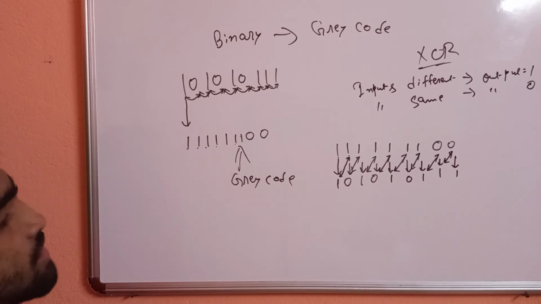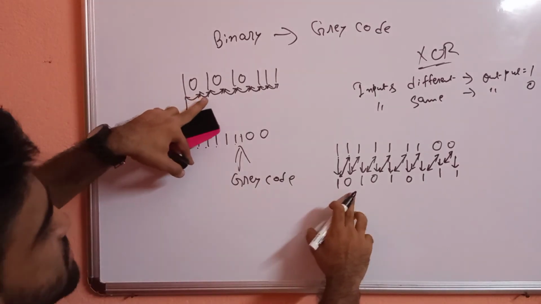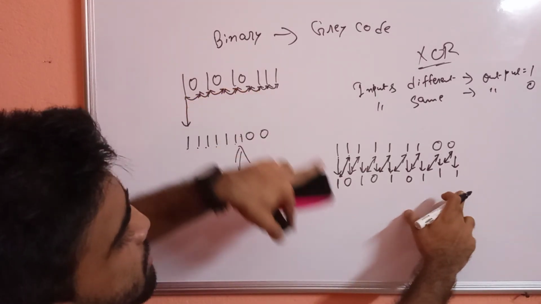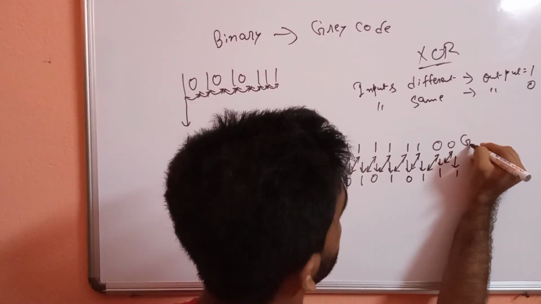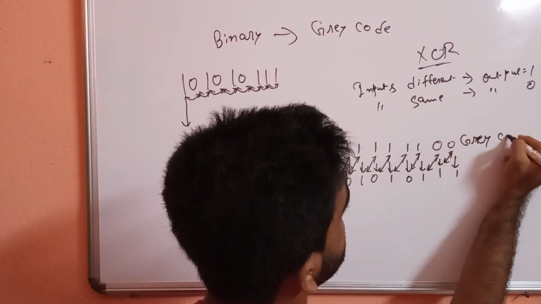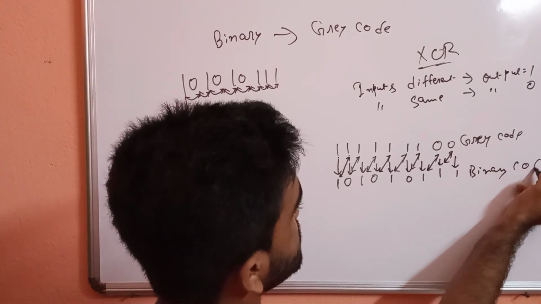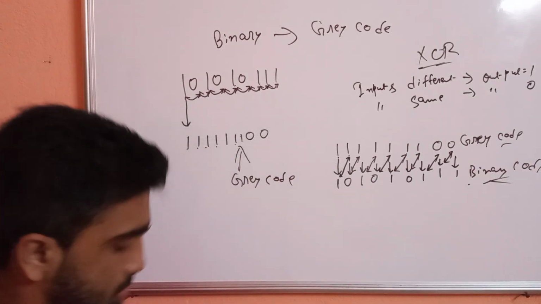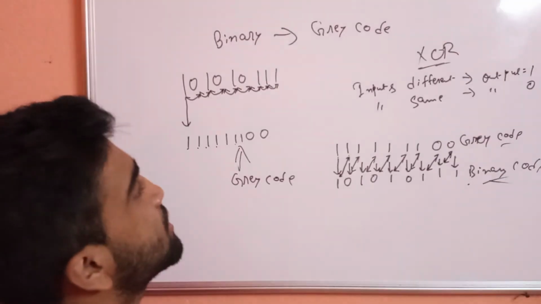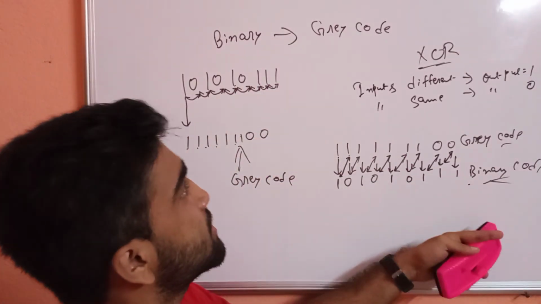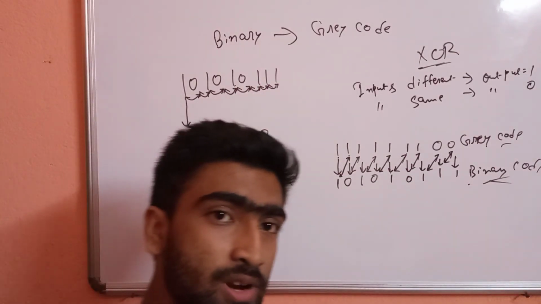Okay, now let us see, 10101011. So this is our gray code and this is our binary code. So I hope you all learned how to convert gray to binary and binary to gray in this video.